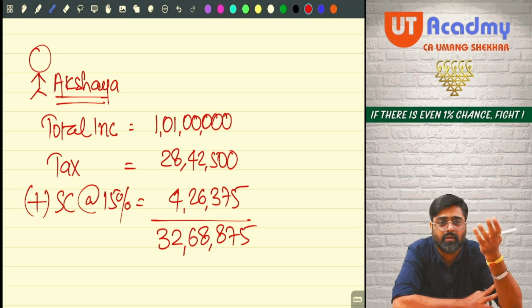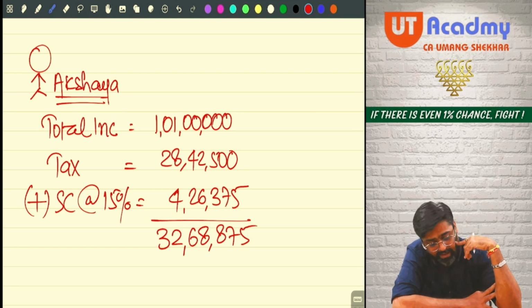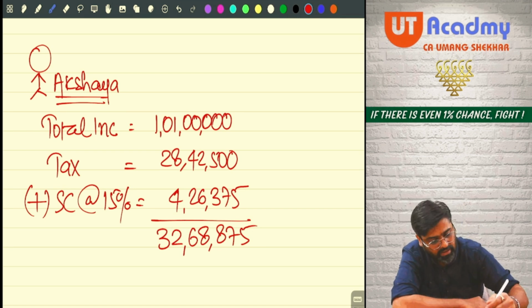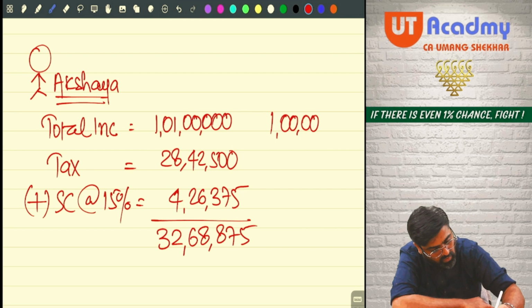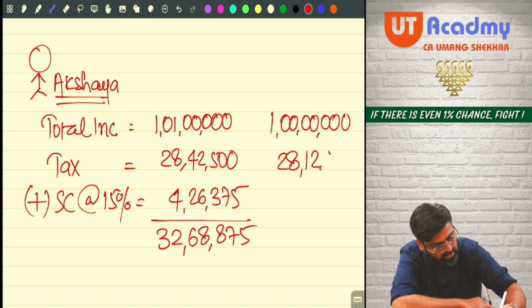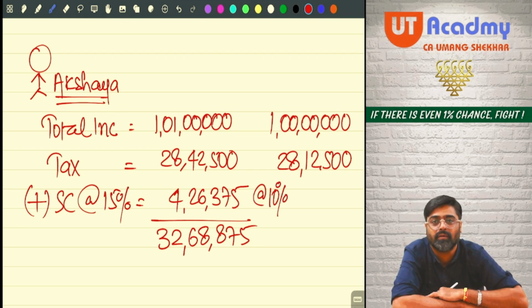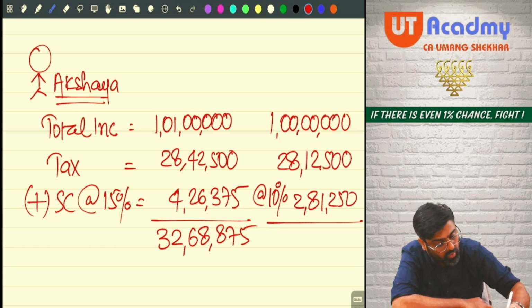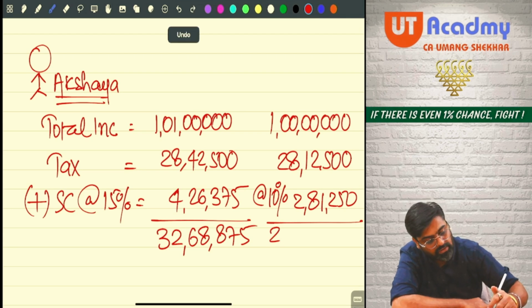But like Kanu was very upset, no? She is also very upset. She is saying, sir, my total income crosses 1 crore rupees by only 1 lakh rupees. See, if my total income would have been only 1 crore, I would have paid 28 lakh 12,500 tax, and with this tax, I would have paid only 10% surcharge, sir. And that would have been how much? 2,81,250. So, sir, my total tax liability would have been how much?